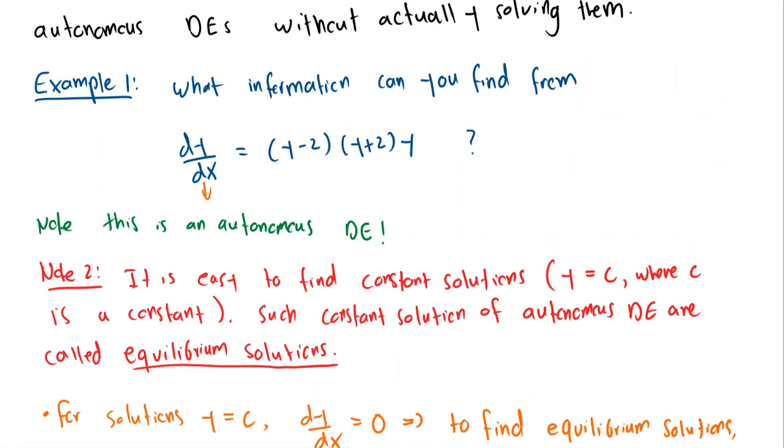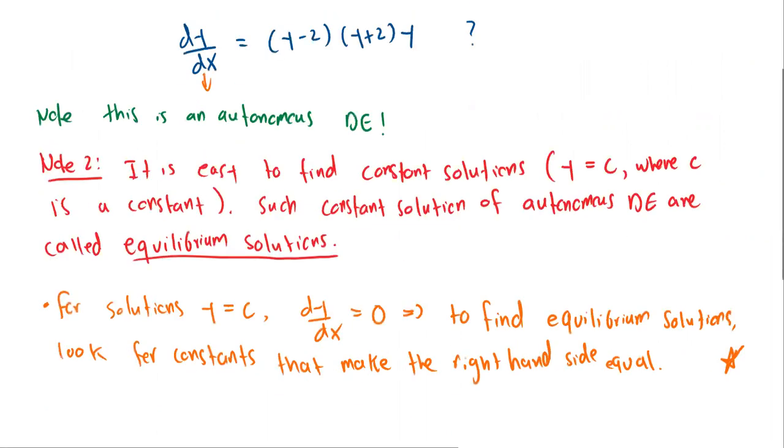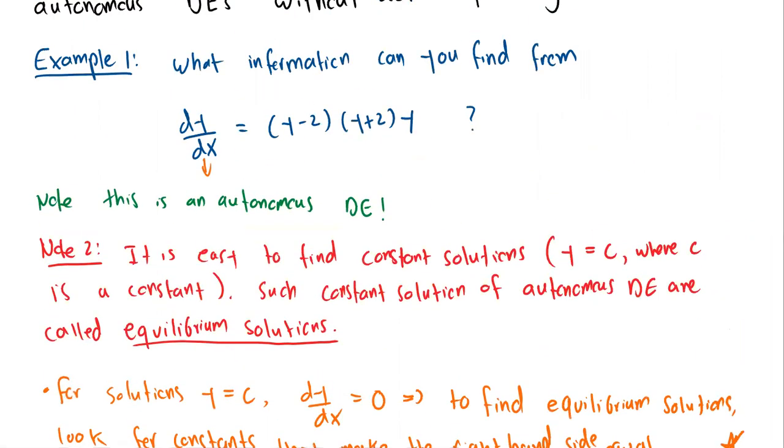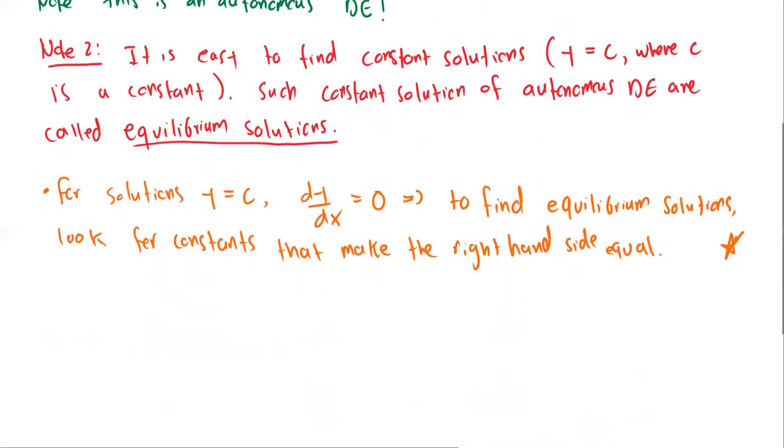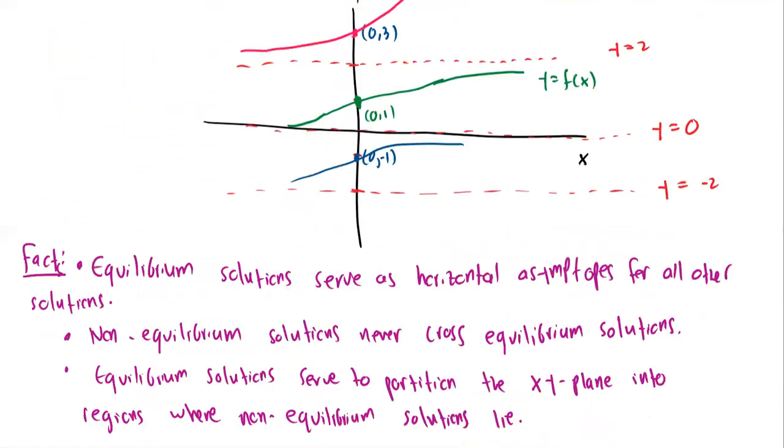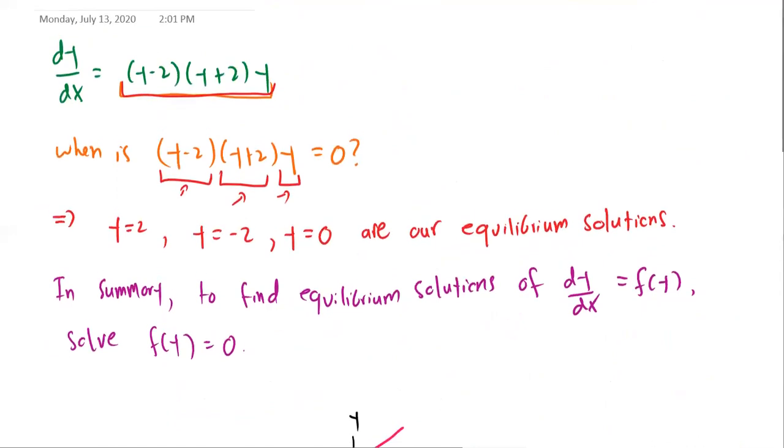What are equilibrium solutions? Well, given a differential equation dy/dx equals f of y, the equilibrium solutions are the constant solutions which correspond to the solutions that make f of y equal to 0. We went over that work. In this case, f of y is (y minus 2)(y plus 2) times y. What makes that equal to 0? Well, that's an algebra problem. We found that to be y equals 2, y equals negative 2, and y equals 0.